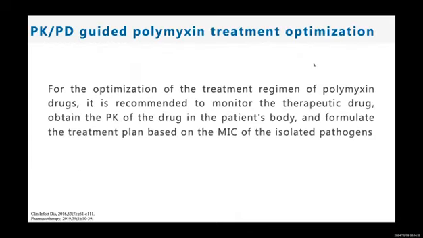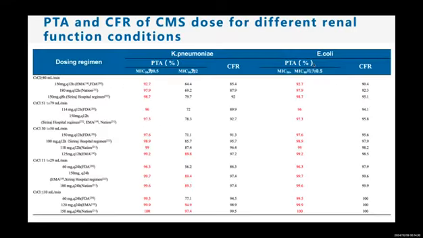For the optimization of the treatment regimen of polymyxin drugs, it is recommended to monitor the therapeutic drug, obtain the PK of the drug in the patient's body, and formulate the treatment plan based on the MIC of the isolated pathogens. So we can see from this slide the PTA and CFR of CMS dose for different renal function conditions.